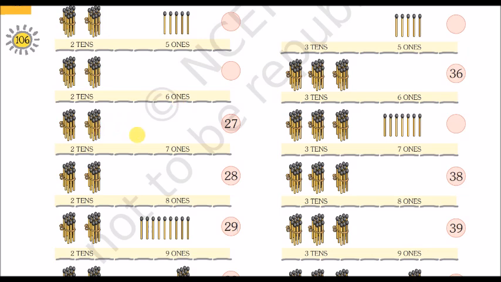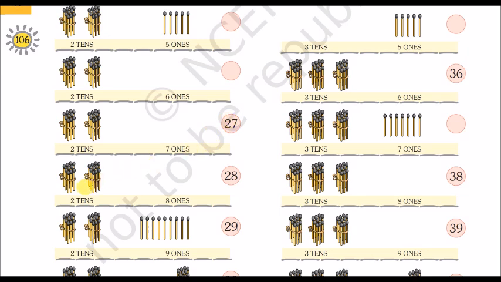2 tens and 7 ones. यहाँ पे हम 7 लाइन्स खींचेंगे. 20, 21, 22, 23, 24, 25, 26 and 27.